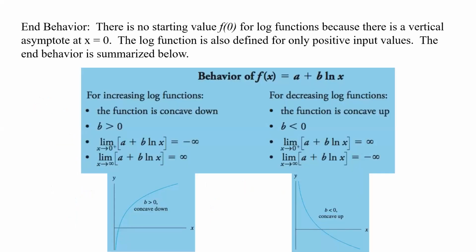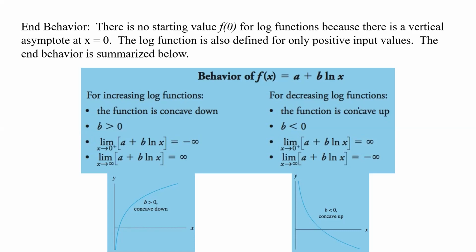Now, what is the end behavior? There's no starting value such as f(0) because we know that at 0 there's that vertical asymptote. And so the log function is also defined for only positive input values. So it has to be greater than 0, okay? And if we look at the increasing log function here on the left, the function is concave down. The b is going to be greater than 0. Now, as we get closer to 0 from the right, which means coming in this direction, what happens? Well, it goes to negative infinity. And as x goes out this direction, what happens on an increasing function? Well, it just keeps going up to positive infinity for the end behavior.